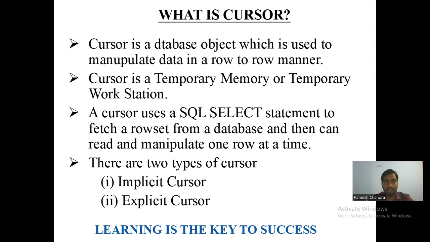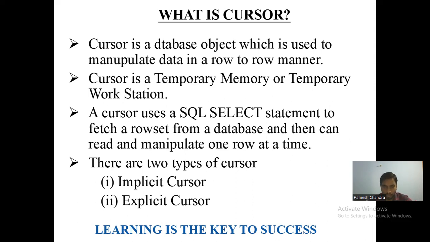Okay, what is a cursor? A cursor is a database object which is used to manipulate data in a row-to-row manner. Another definition is that a cursor is a temporary memory or temporary workstation. A cursor uses a select statement to fetch the row set from a database and then can read and manipulate one row at a time. Okay. Types of cursors.